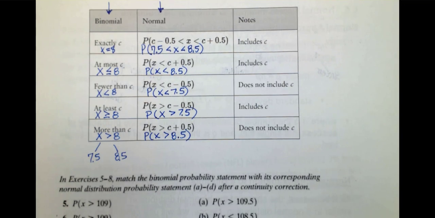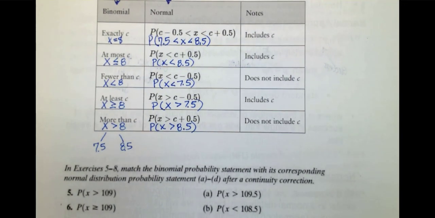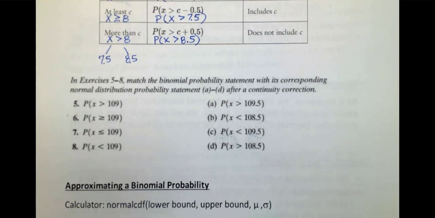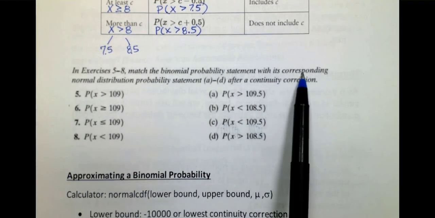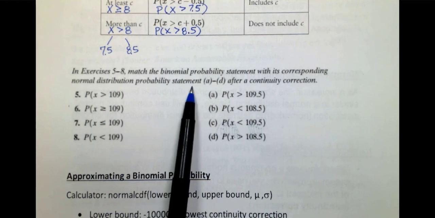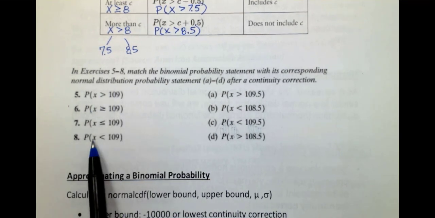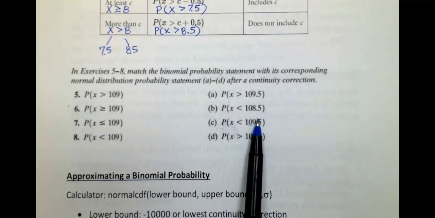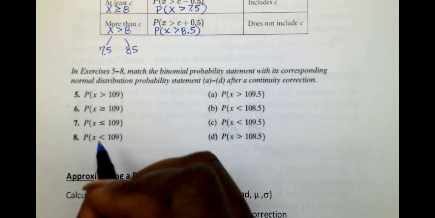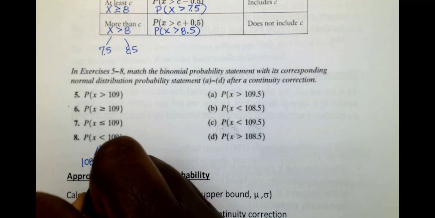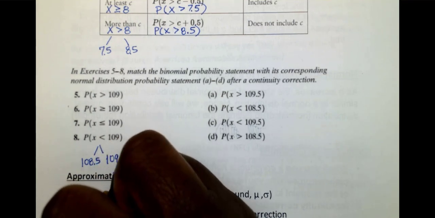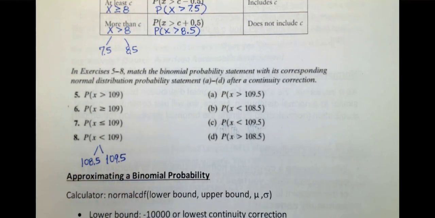All right, let's try that. So let's match the binomial probability statement with this corresponding normal distribution probability statement. So this is what it is as a binomial. See my equal signs? This is how we correct it. So since my C is 109, my choices are 109 minus 0.5, 109 plus 0.5. Those are the only two options I have. And I have to figure out which one I am choosing.